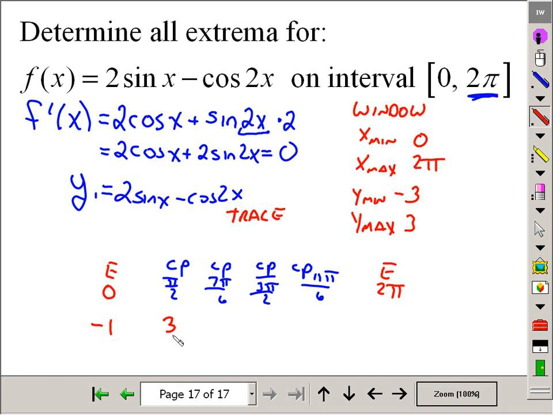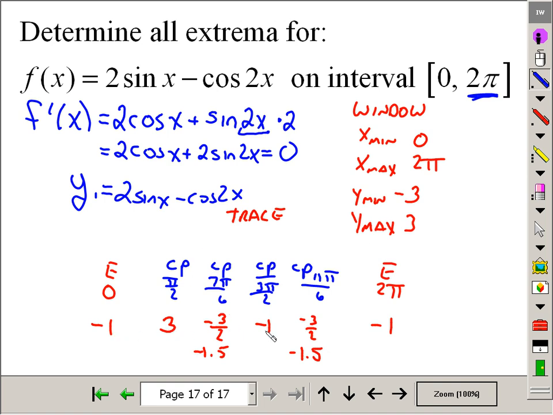Next, type in pi over 2. Come up with 3. Again, press trace. You don't have to keep pressing it. Press trace, and here we'll come up with -3 halves, -1.5. 3 pi over 2, you get an answer of -1. 11 pi over 6, -3 halves, which is the same as -1.5. And 2 pi becomes -1.